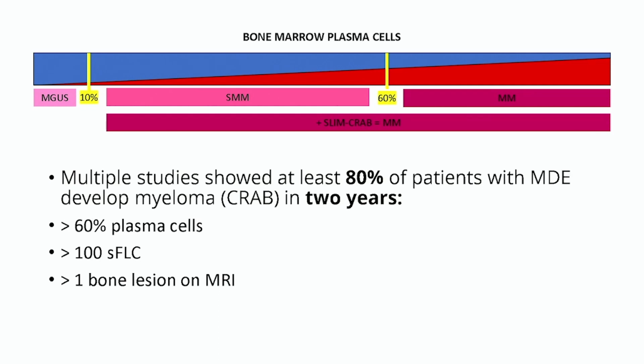So basically, why wait for those patients to call them myeloma and to have them eligible for treatment until they actually have evidence of end organ damage? So probably treating them earlier, being more proactive in the diagnostic criteria, would provide them with a longer overall survival and progression-free survival.